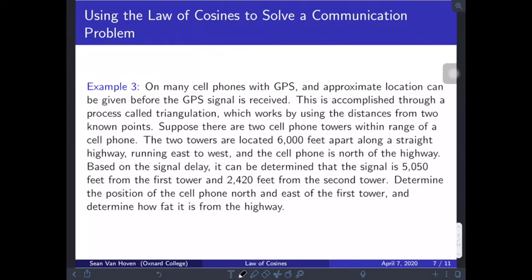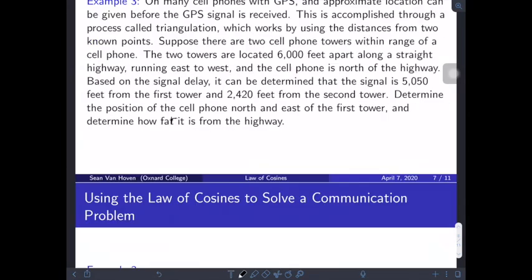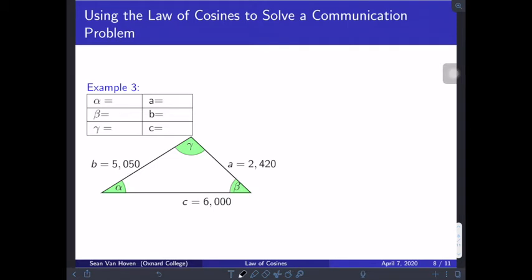Based on signal delay, it can be determined that the signal is 5,050 feet from the first tower and 2,420 feet from the second tower. Determine the position of the cell phone north and east of the first tower and determine how far it is from the highway. That says fat, that should say far. So below I have a triangle, have a little chart. So here, all we need to do is find the angles.